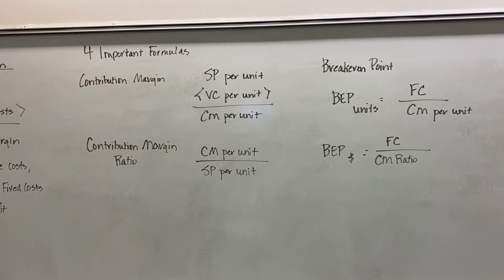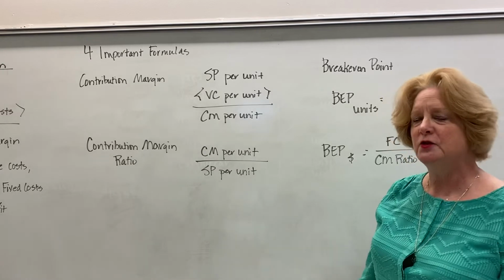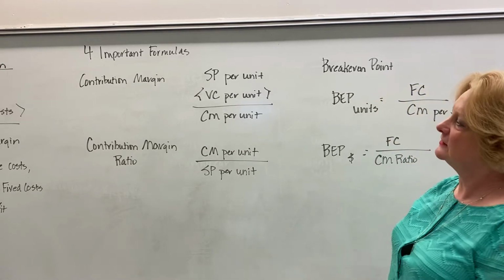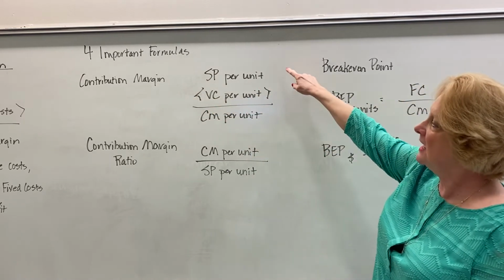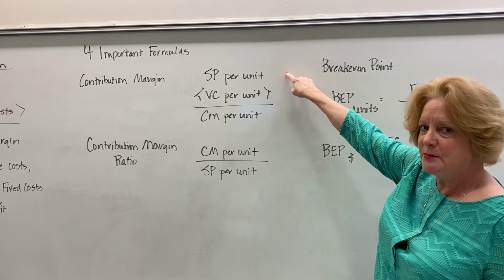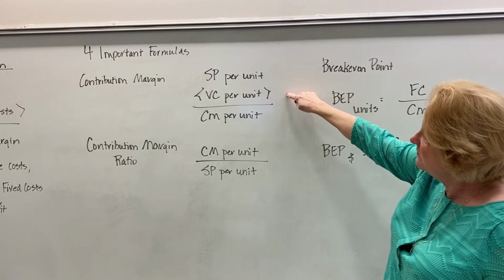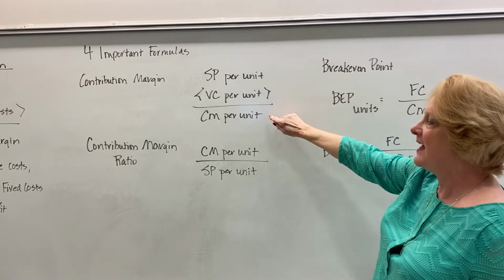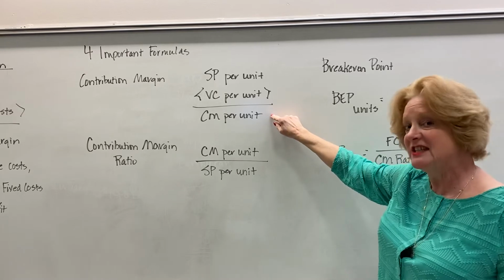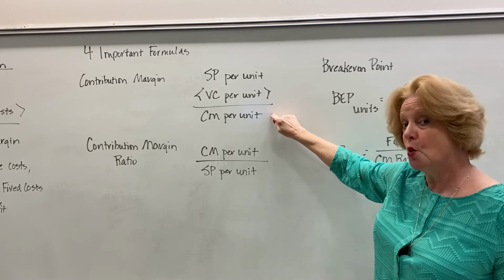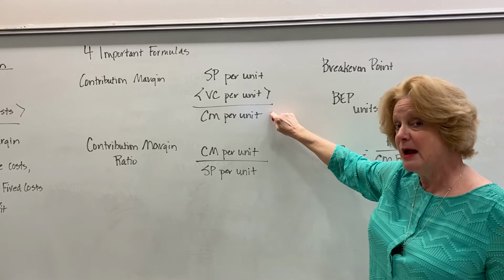There are four important formulas used in this analysis. The first is called contribution margin. We simply calculate that as the selling price per unit minus the variable cost per unit, and that will give us a contribution margin per unit. What does each unit contribute toward covering fixed cost and producing a profit?